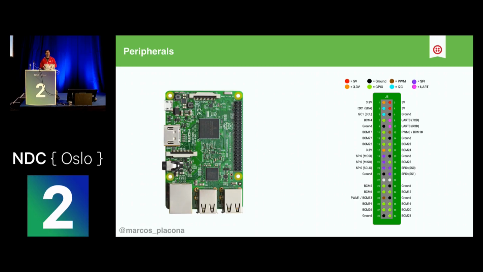Each one of them has a different purpose. So you have stuff like SPI, for example, which is a protocol. Some sensors will use SPI because it's a fast way of communicating. Anything that has BCM in it are just plain general purpose inputs and outputs. So those are plain GPIOs.